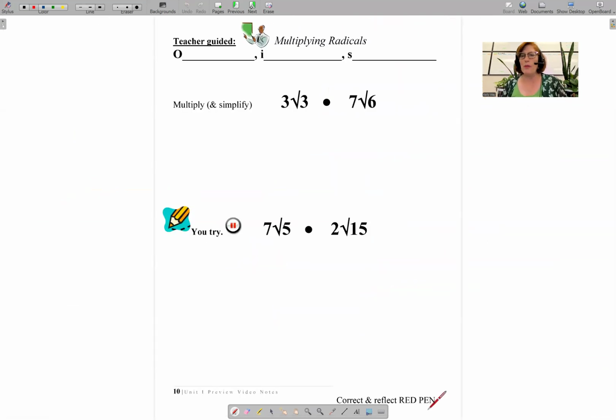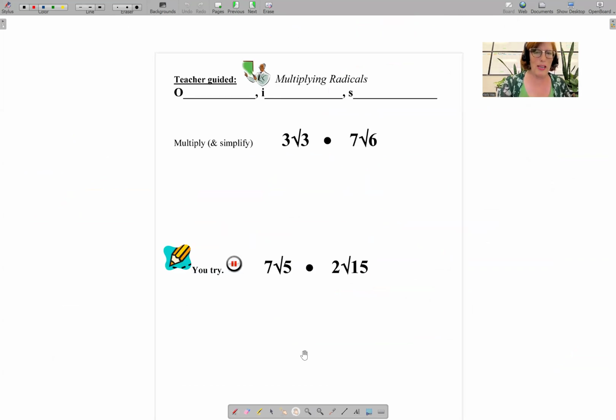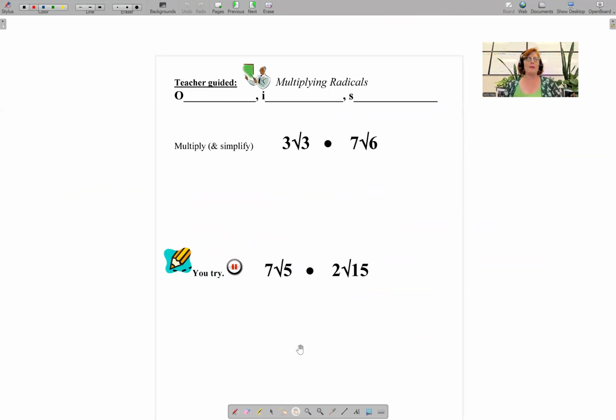All right, multiply and divide. Outies, innies, simplify. Outies, innies, simplify. Outies, innies, simplify. Do it again. Outies, innies, simplify.